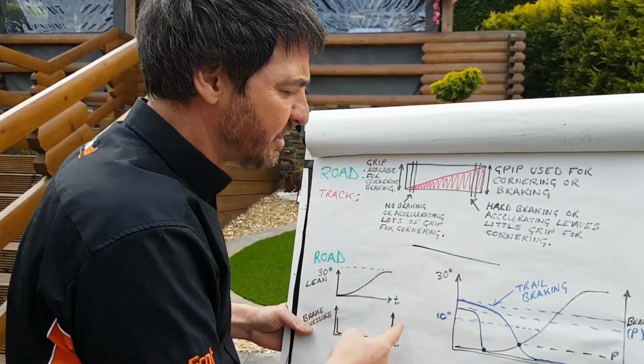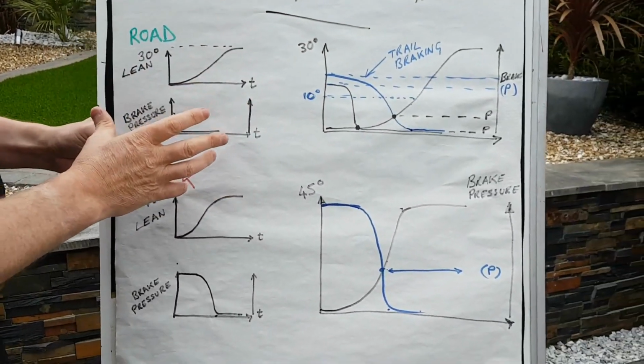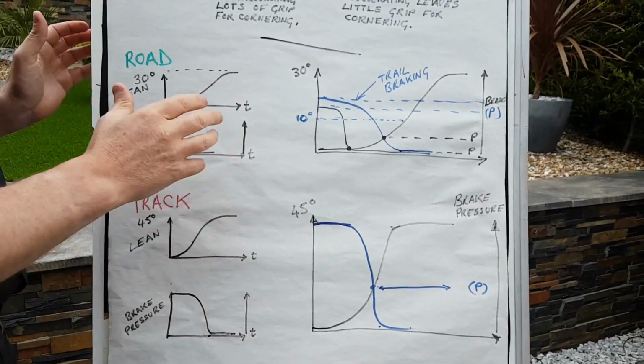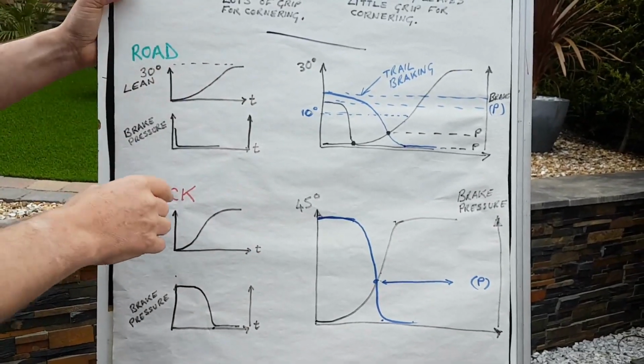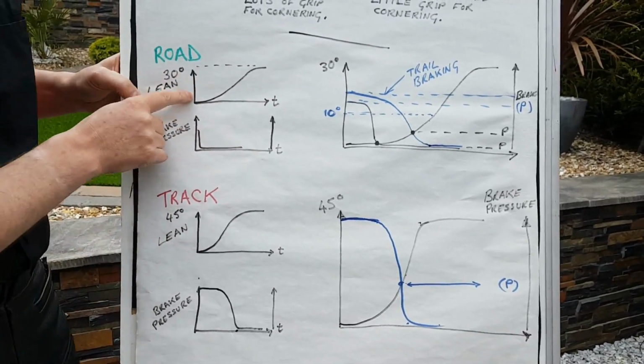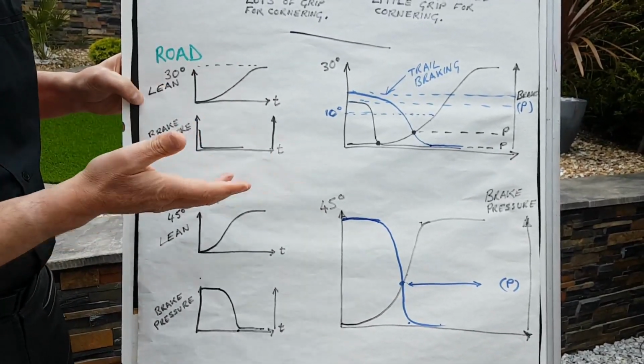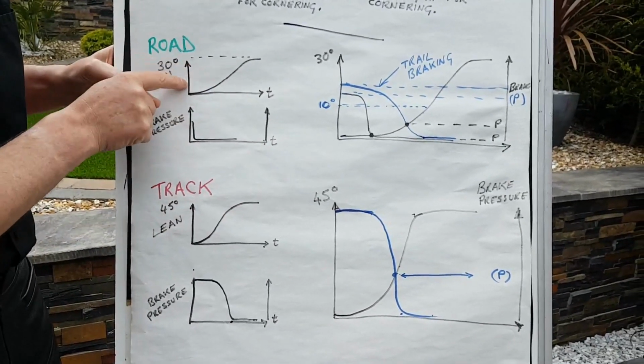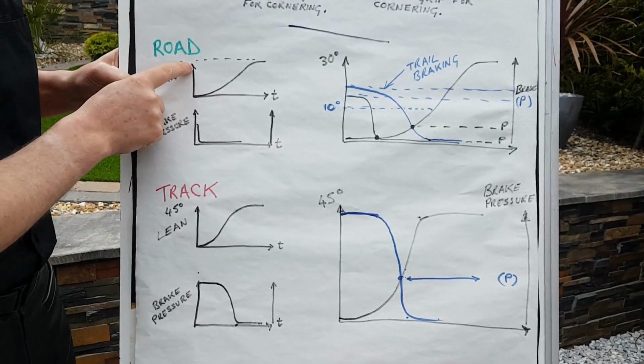Now, let's look at the difference with track and where we can sometimes combine a little bit of track with a little bit of road. If we come down here and look at the road, I'm showing here that a rider is going to go around a given bend. This is just me giving you an idea, and it's 30 degrees of lean that this rider is going to require to go around the bend.